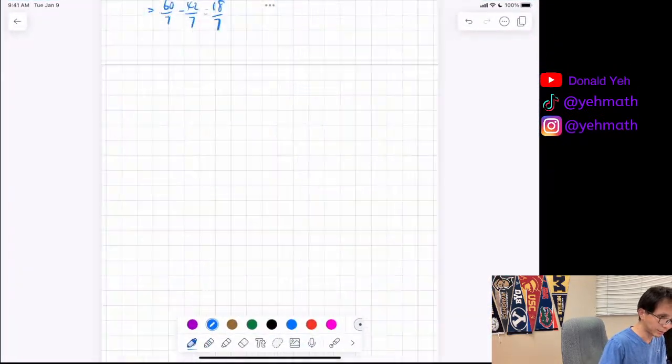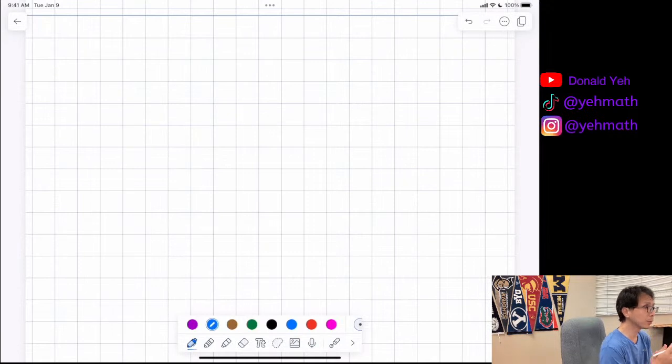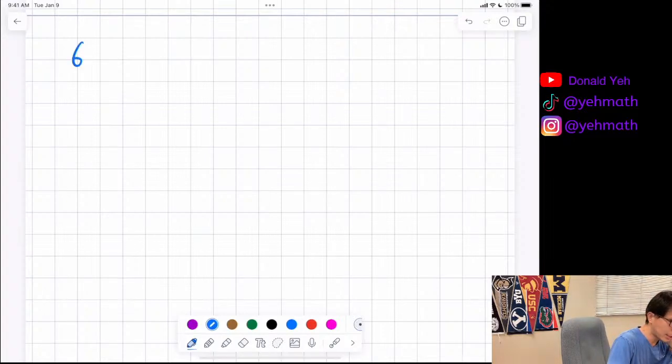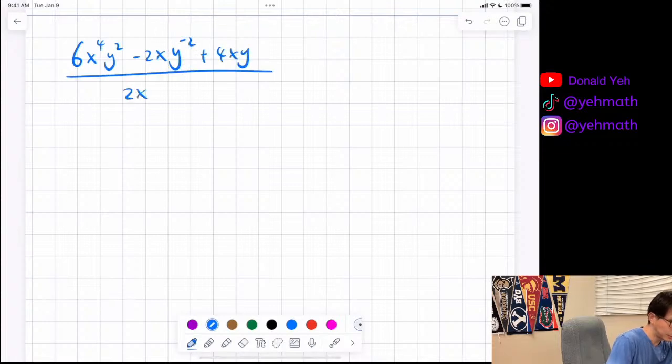All right, let's talk about division. So we're going to divide a polynomial. Let's start with simple division that I put on the first test that you guys need to know. Let's just review your exponent rules. So we have 6x to the 4, y to the second, minus 2x, y to the negative 2, plus 4xy, all over 2x squared y.